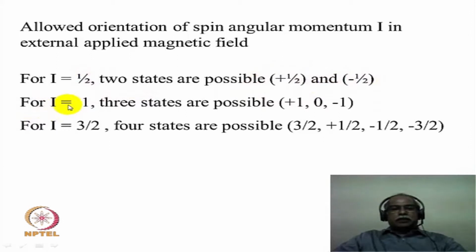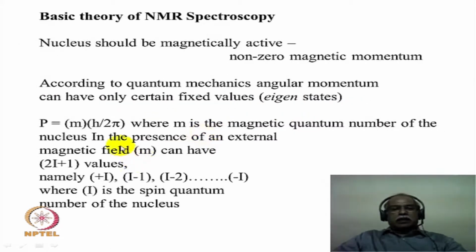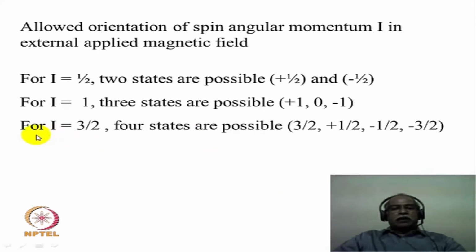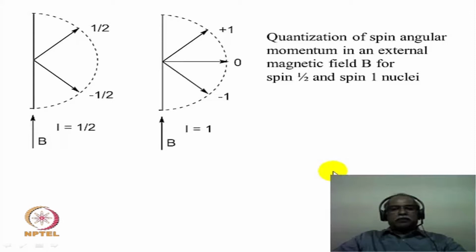For a spin of 1, for example, you can have the possibility of plus 1, 0 and minus 1 in accordance with this particular rule, which tells you the number of magnetic quantum numbers that are possible in the presence of an external magnetic field. Now for a spin of 3 by 2, you can have plus 3 by 2, plus half, minus half and minus 3 by 2. Pictorially, it is represented in this particular format.